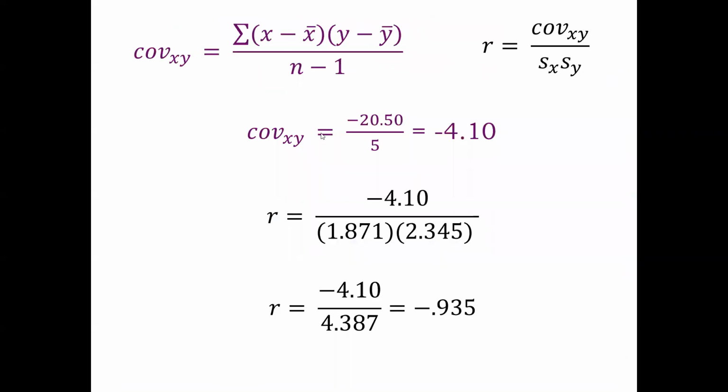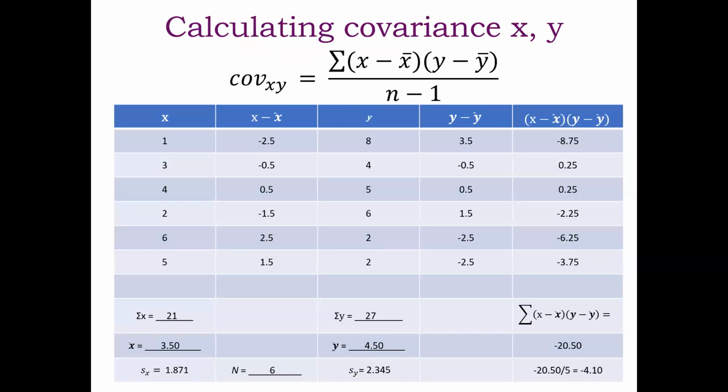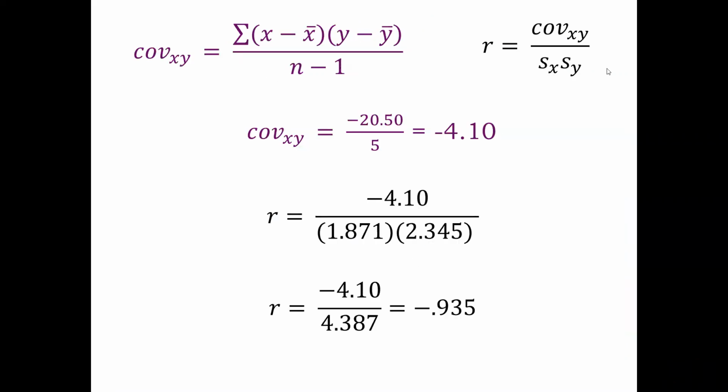Okay, so let's continue. We plug that in. So here's the covariance. I gave you right here the standard deviation of X because I don't want to ask you to calculate it. You already learned how to do that. The standard deviation of X, the standard deviation of Y. So that's 1.871 times 2.345, and we get negative 0.935. All right, that's how you calculate it. But I'm not going to actually ask you to calculate it. We'll use software to calculate it for us, SPSS.